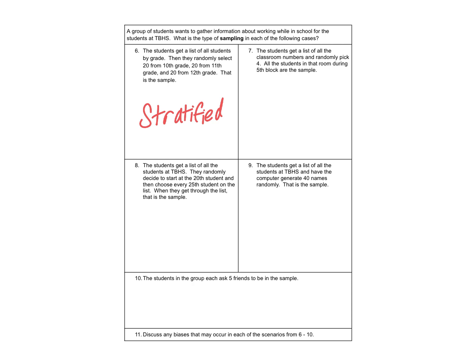Number 7, the students get a list of all the classroom numbers and randomly pick 4. And then all the students in that room during 5th block are the sample, okay? This would be what we call cluster, because I'm grouping by location, which would be classroom numbers. And then I'm randomly picking from that.